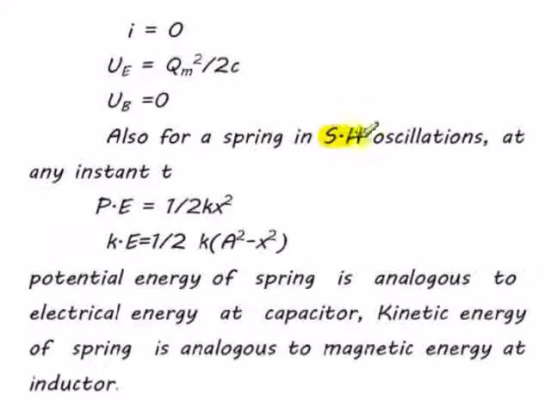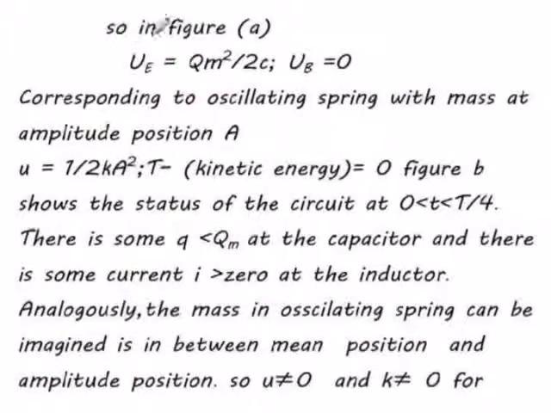Also, for a spring in simple harmonic oscillation, at any instant t, PE equal to half k x square and KE equal to half k into a square minus x square. The potential energy of the spring is analogous to electrical energy at the capacitor, and kinetic energy of the spring is analogous to magnetic energy at the inductor. So in figure A, UE equal to Qm square by 2C, UB equal to 0. Correspondingly, for oscillations in the spring with mass at the amplitude position A, U equal to half k a square and kinetic energy is 0.